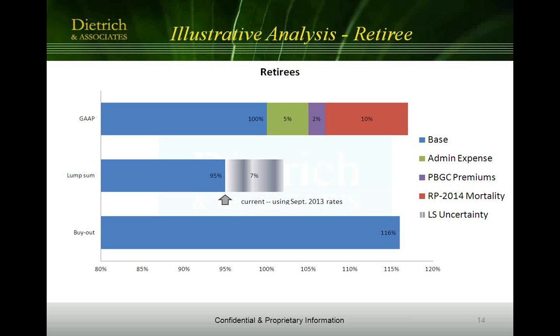The first is expenses, administrative and investment expenses. That's represented by the green. Over the life of the plan, that could add as much as 5% to your liability. The PBGC premium, as you know, continues to rise, and we've estimated the known cost, but the other factor is what that cost will be in the future, which is clearly unknown. And finally, represented in the red is the mortality improvement that I spoke about earlier.